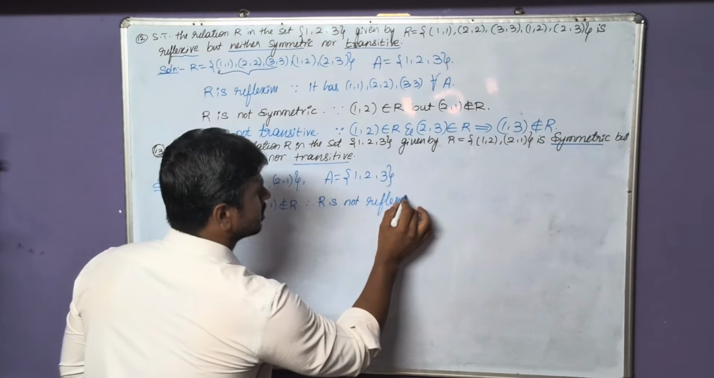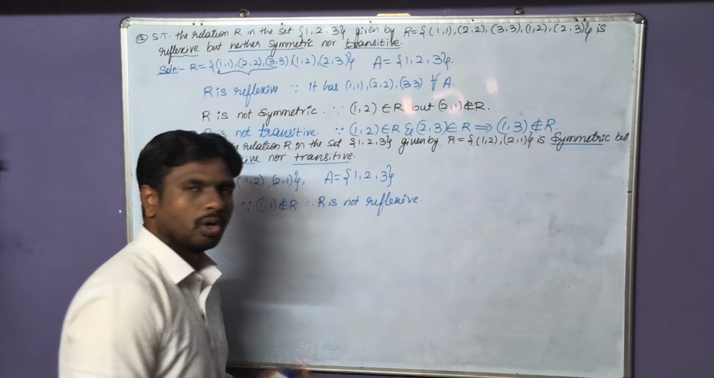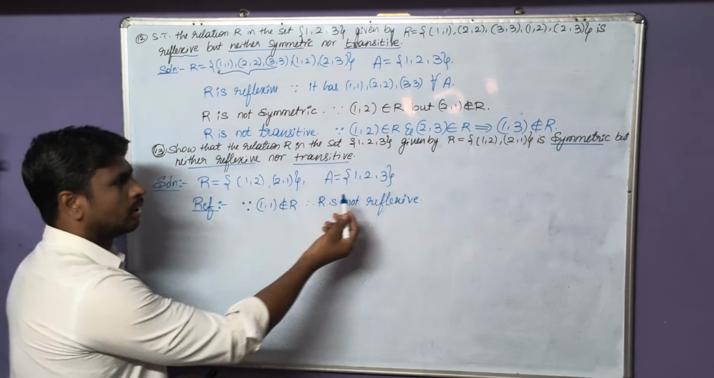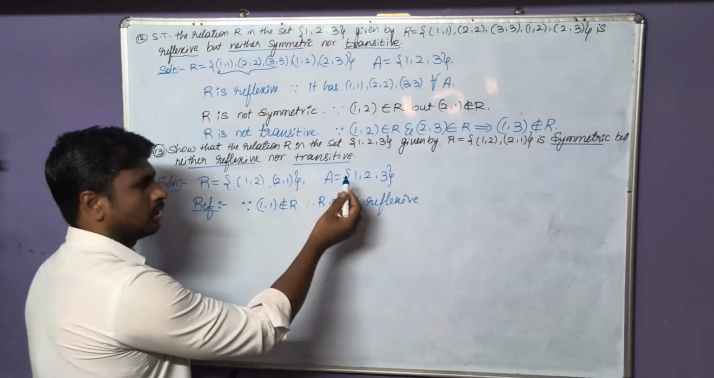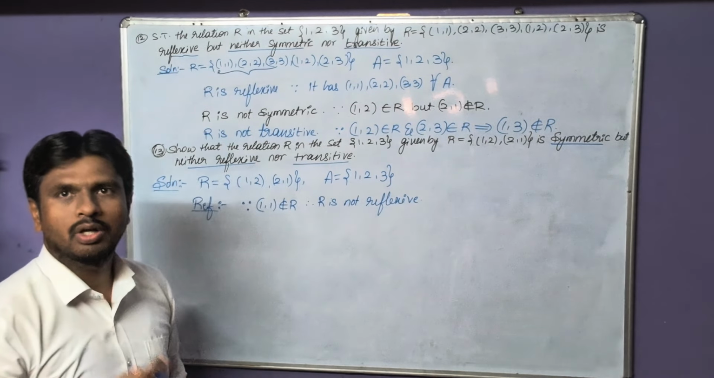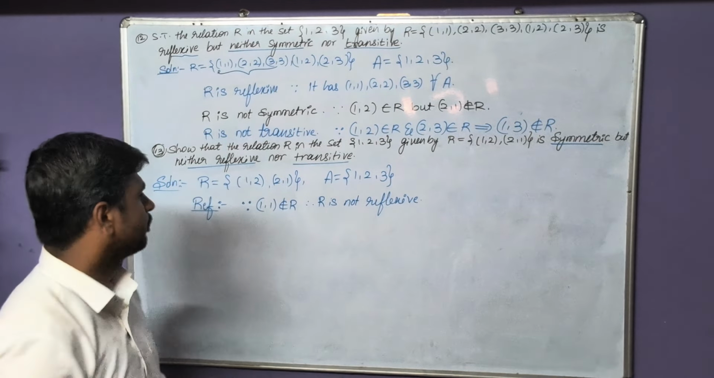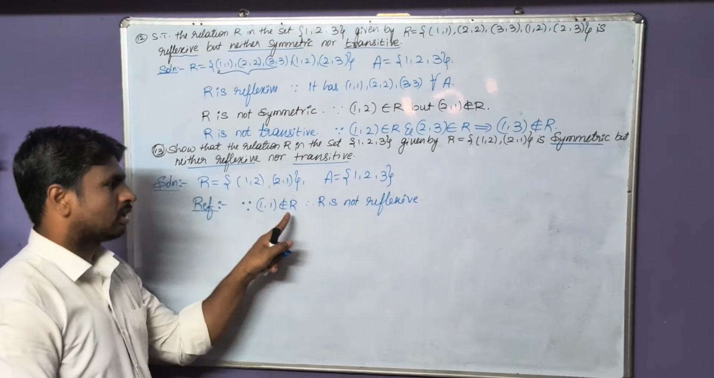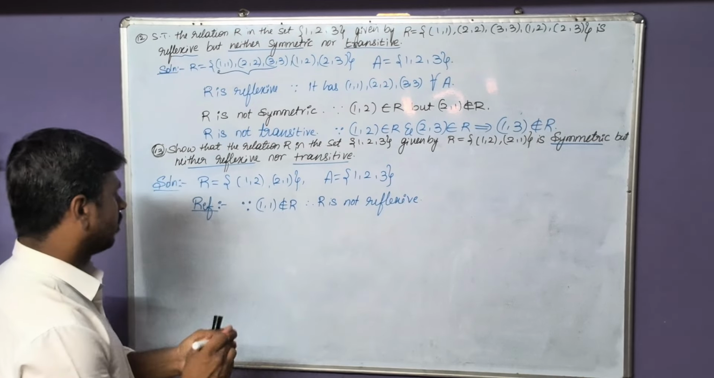Only one counter example is sufficient to say that the given relation is not reflexive. One example is sufficient. So we have the elements of set A: 1, 2, 3. To say that the given relation is reflexive, we should have (1, 1), (2, 2), (3, 3). But we don't have even a single identical ordered pair. So I have given one example by saying that since (1, 1) does not belong to R, therefore R is not reflexive.